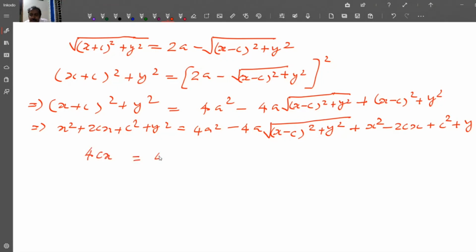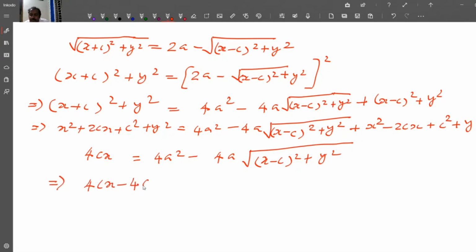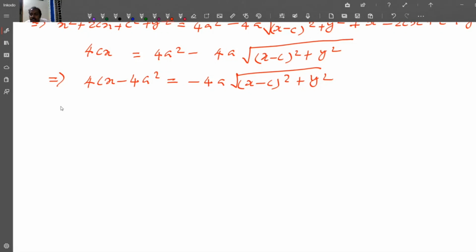This is equal to 4a square minus 4a into root of (x minus c) the whole square plus y square. So this implies 4cx minus 4a square is equal to minus 4a root of (x minus c) the whole square plus y square. So you can cancel 4 on both sides. So this implies cx minus a square is equal to minus a into root of (x minus c) the whole square plus y square.